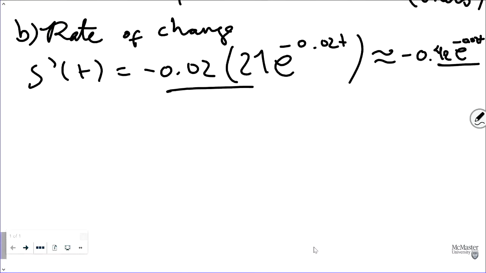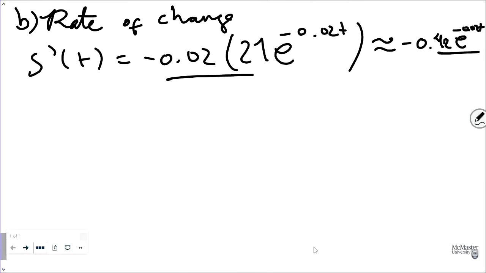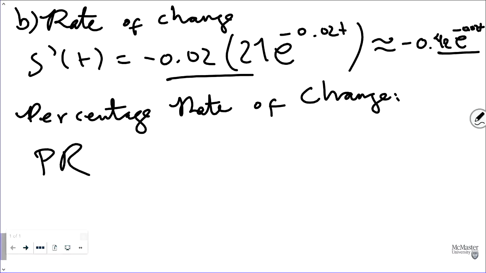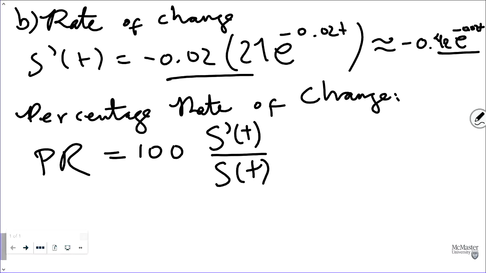I was also asked to express the percentage rate of change. So this actually involves a definition. What you have will be denoted by PR, and I will explain it in 1 second, this is 100 times s prime of t over s of t. So this is the relative change, but because I'm going to express it in a percentage, I multiply by 100, okay?